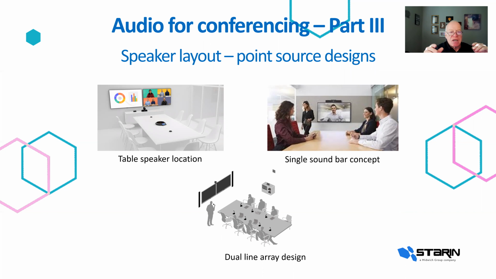So the other type of audio that I didn't speak of yet is the table speaker, which you'll see on conference phones, but you'll often see a microphone and speaker unit package. That's another form of point source audio because it's all emanating from that space to cover the whole room and all the users within the room. Then on the right, you have the single soundbar concept, and down towards the bottom, you have the dual line array that flanks the displays.